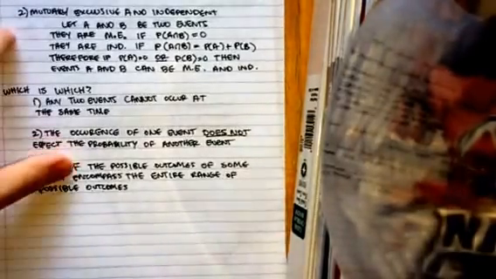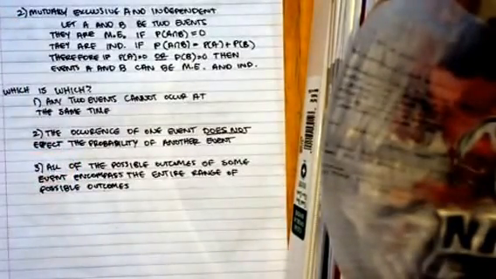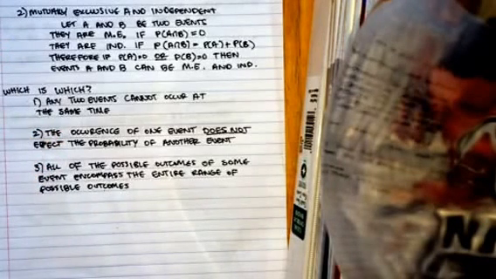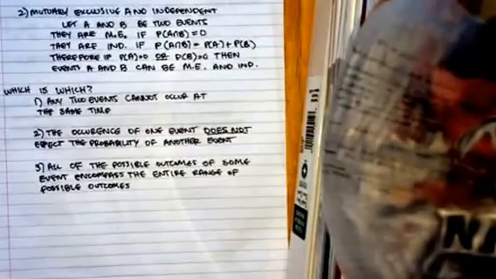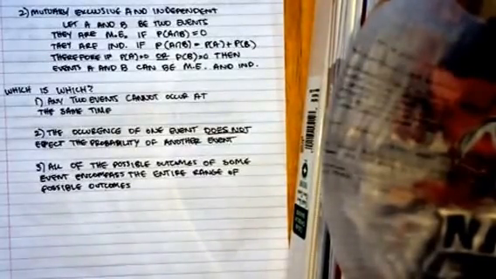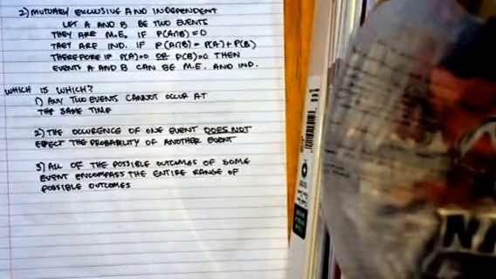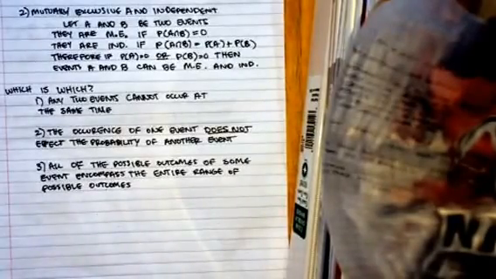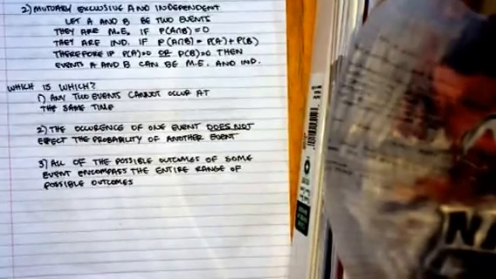The next instance is mutually exclusive and independent. Let's say that A and B are two random events. They are mutually exclusive if the probability of A and B equals 0. They are independent if the probability of A and B equals the probability of A plus the probability of B. Those are definitions within probability. Therefore, if the probability of A or B were equal to 0, then events A and B can be mutually exclusive and independent.